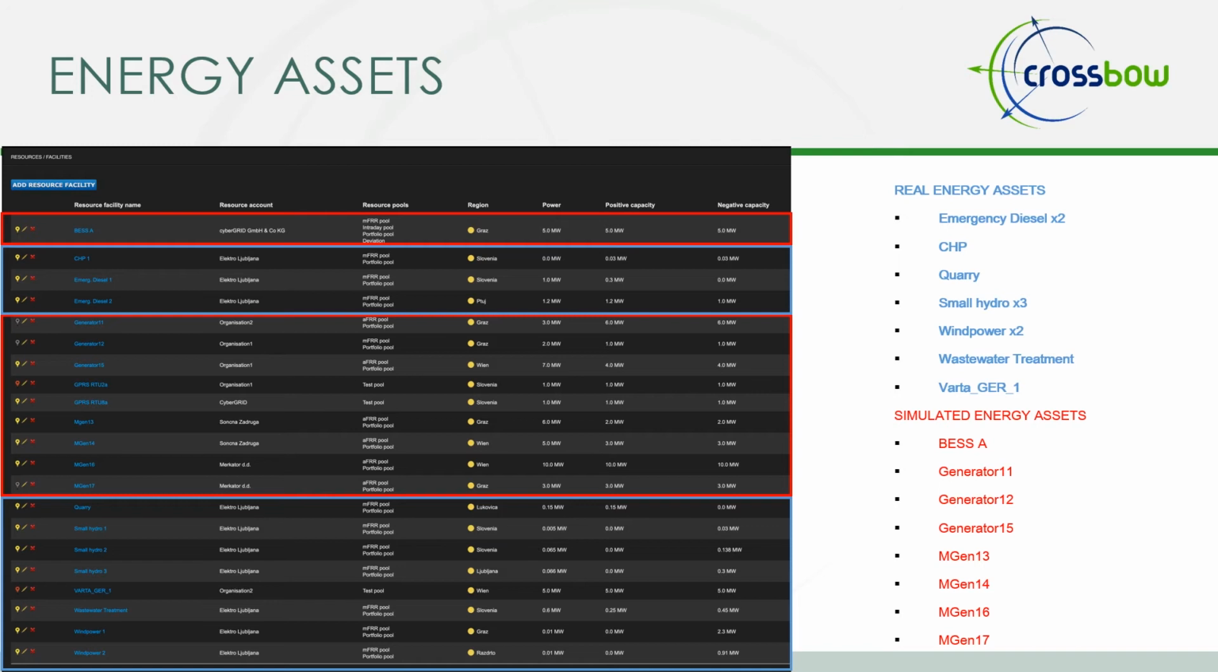One thing to note about the real energy assets: the data in the monitoring was real, but no actual activation was performed on the asset side. The activation response was just simulated.